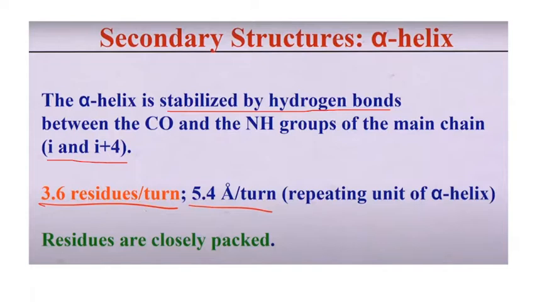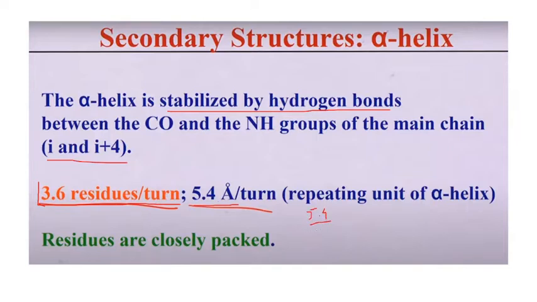As you know, there are 3.6 residues per turn. And what does 3.6 residues per turn mean in terms of distance covered? The 3.6 amino acid residues consume 5.4 angstrom per turn, so each turn contains 5.4 angstrom. And if you want to know how many angstroms a single residue covers, we should divide it: 5.4 divided by 3.6.